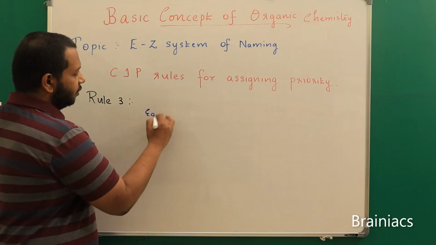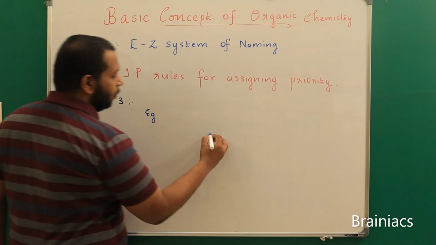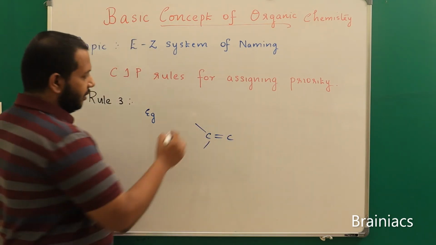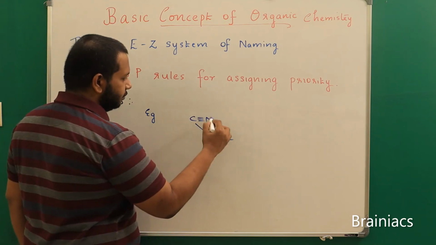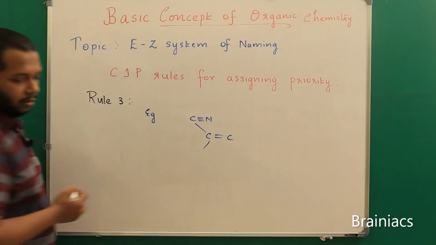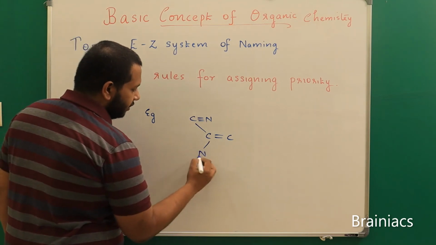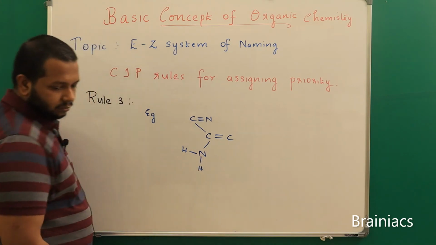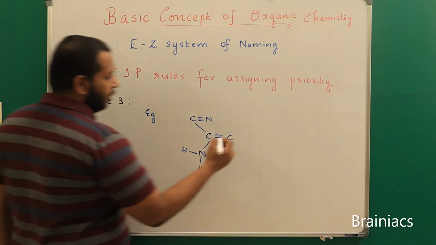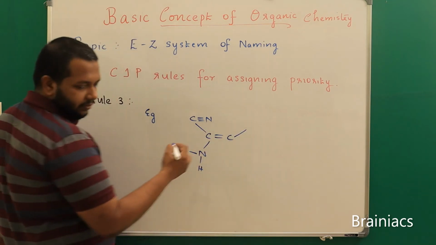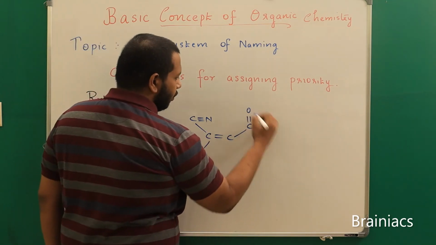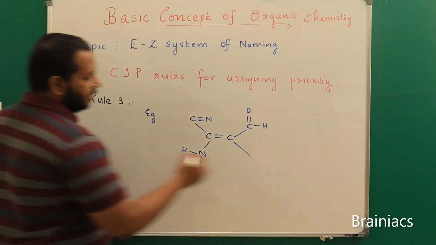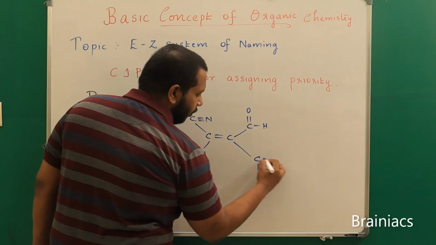Now consider this question where you have C double bond C. Then this is connected to what? First one, it is connected to C triple bond N. In the below one you can see it is connected to nitrogen and 2 hydrogen atoms. The other one is connected to a CHO group, so C double bond O, hydrogen, and this one is connected to a carboxylic acid group, so C double bond O, OH.